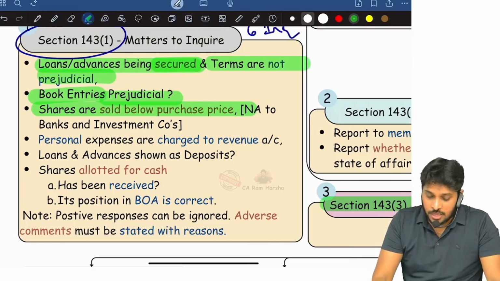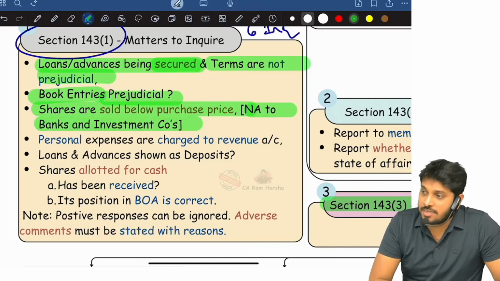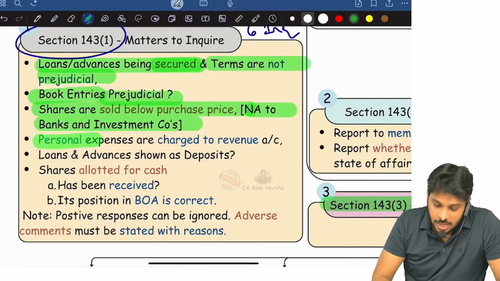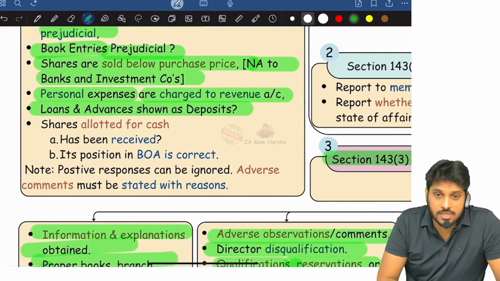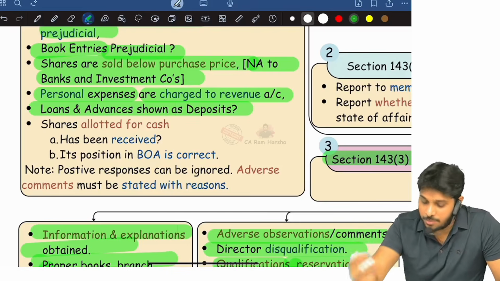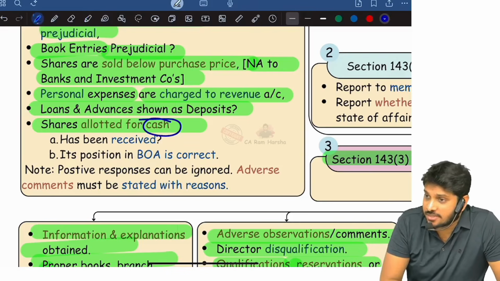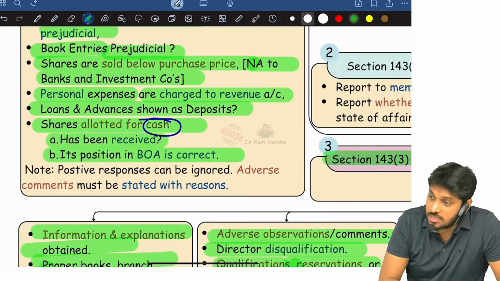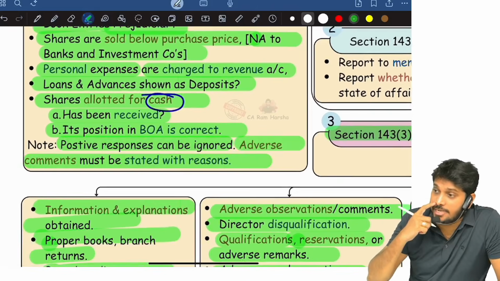Okay, so that information has to be given, and this point is not applicable for banks and investment companies for whom buying and selling of shares is an operating activity. Next, personal expenses of the directors, are they charged to revenue account? Loans and advances given by the company, are they shown as deposits? And if at all any shares are allotted for cash, cash means what? Monetary consideration. That's the meaning. Whether the cash is received or not, if not, whether the position stated in the books of accounts and financial statements is correct. Positive responses, you can ignore. Negative responses, you must state in the audit report with reason.